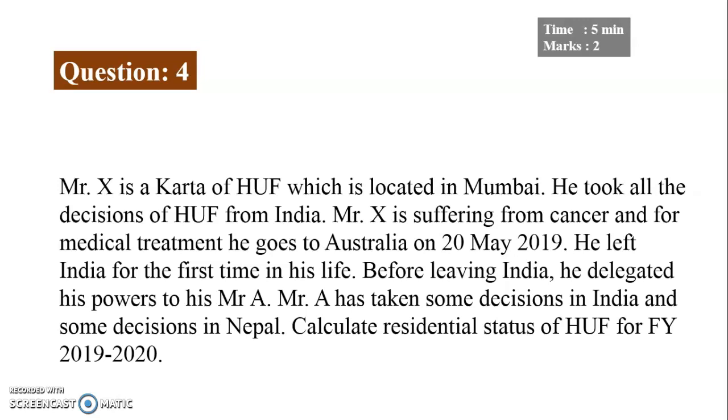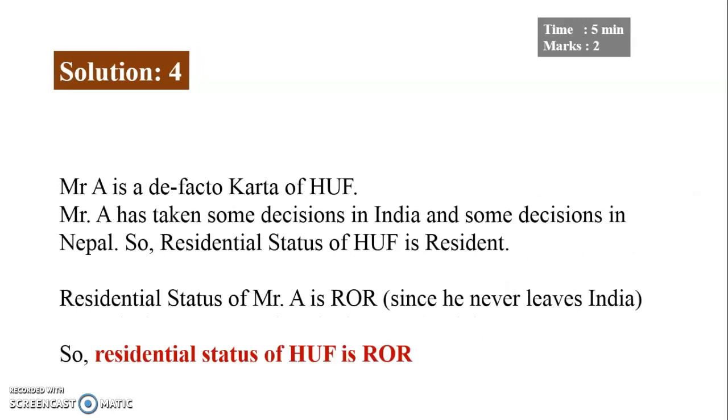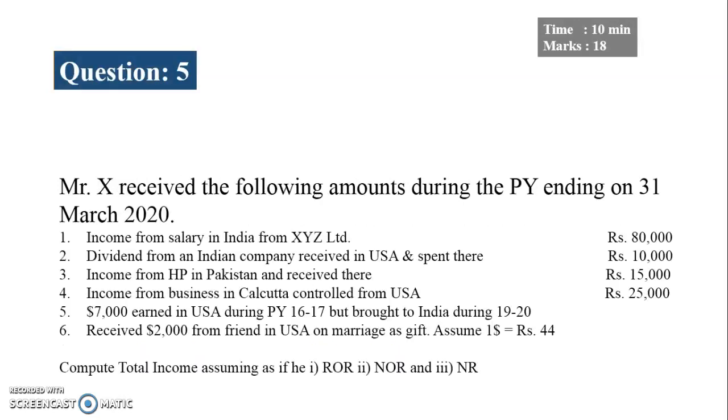So in this case also most of you have attempted it correctly. In this case Mr. A will be the de facto Karta and he has taken some partial decisions in India and some in Nepal. So regarding the HUF, it is a resident of India, and regarding the NOR or ROR status, we have to check the residential status of the de facto Karta. And in this case Mr. A has never left India. He was always in India. So in this case the residential status of HUF will be ROR only. Okay, simple.